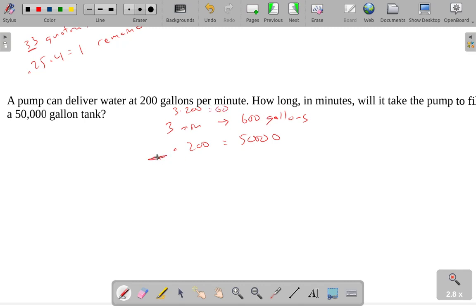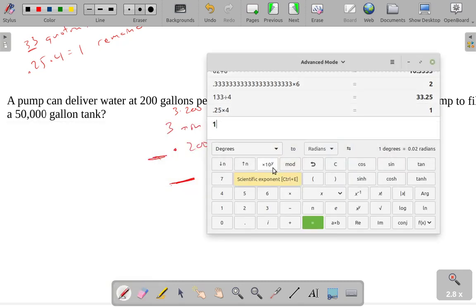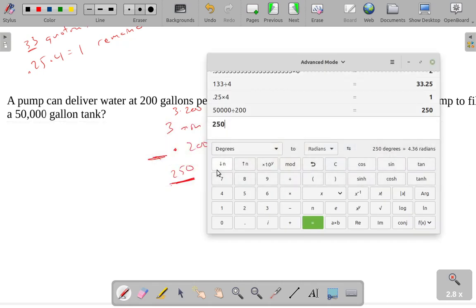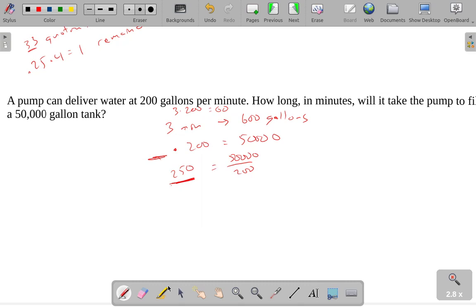If I'm saying, okay, well, some number of minutes for pumping times 200 gallons per minute will give me 50,000 gallons. If you ever find yourself asking the question of what number times this equals this other number, you're really asking a division question. What number times 200 is equal to 50,000? Well, I'll solve this by saying that blank is 50,000 divided by 200. The nice thing about that is I can plug it into my calculator. 50,000 divided by 200, which gives me 250. So it would take 250 minutes to fill up this tank.